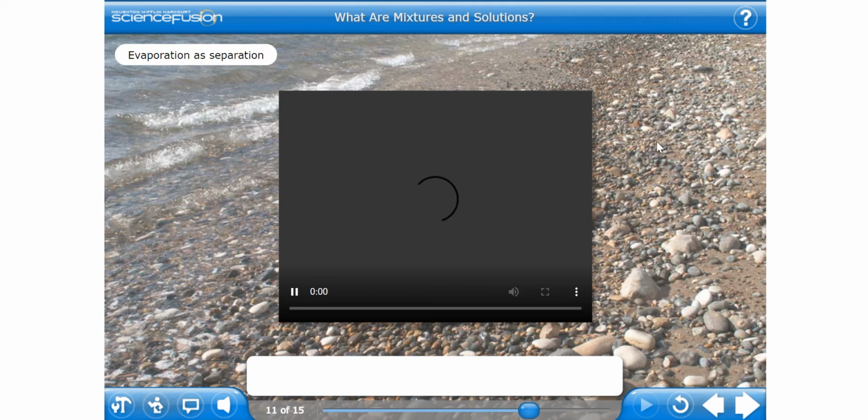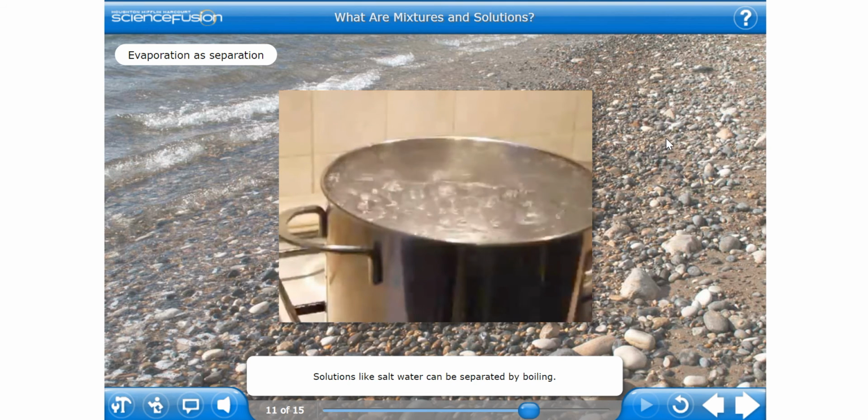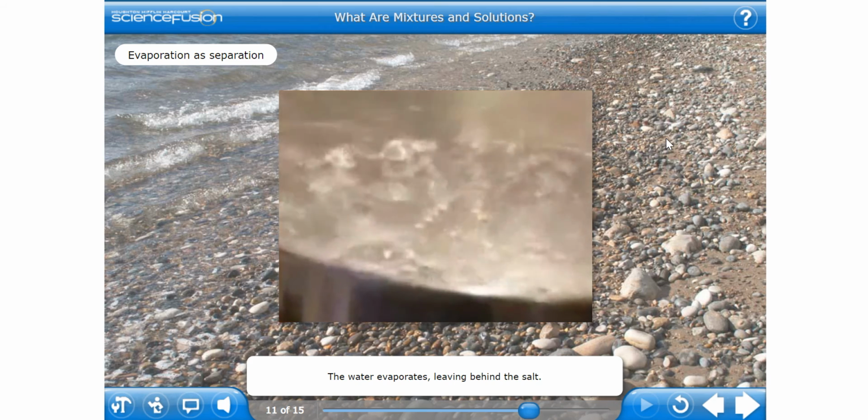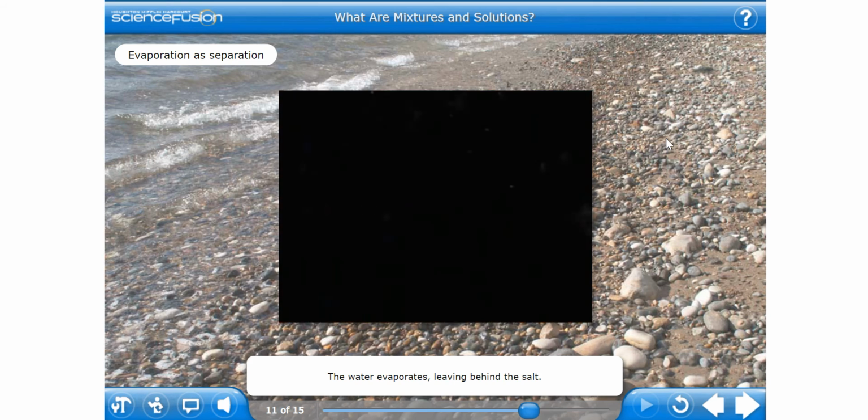Solutions like salt water can be separated by boiling. The water evaporates, leaving behind the salt.